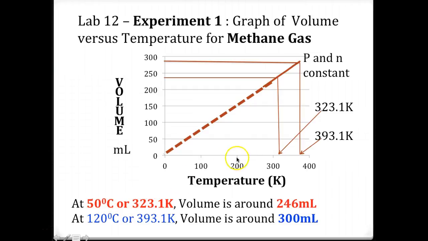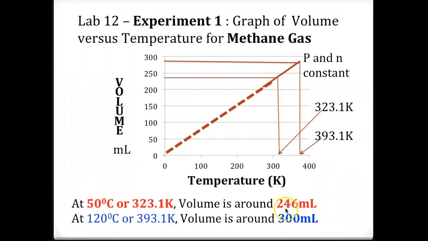Now 50 degrees centigrade, if you do the conversion, is 323.1 Kelvin. And so when you draw a perpendicular up to the plot and then another line to the y-axis, that corresponds to around 246 mL. Now I didn't get it off this graph.